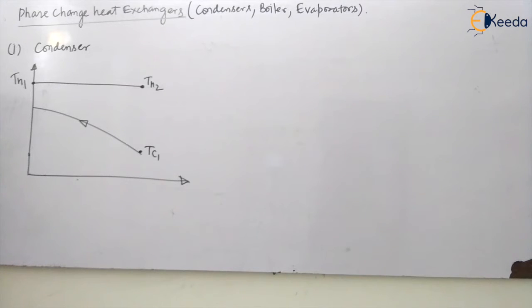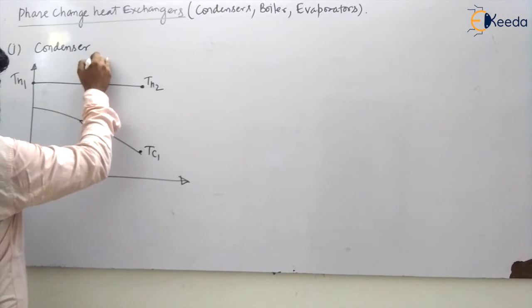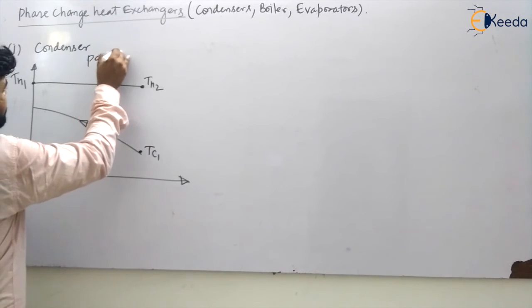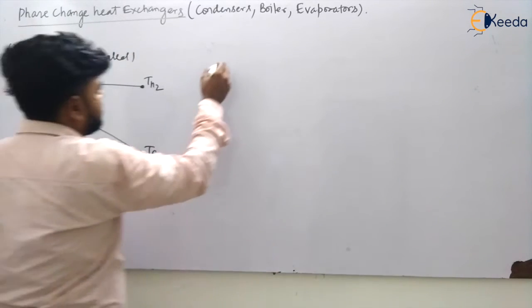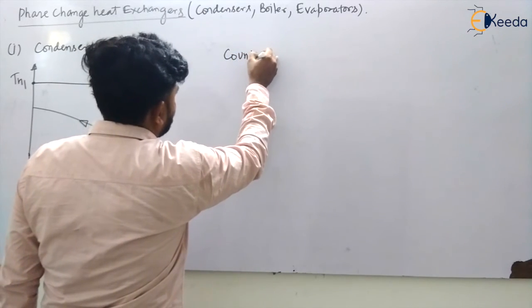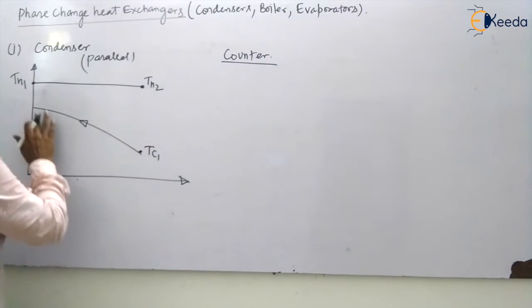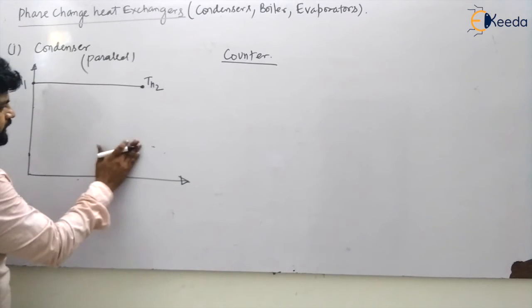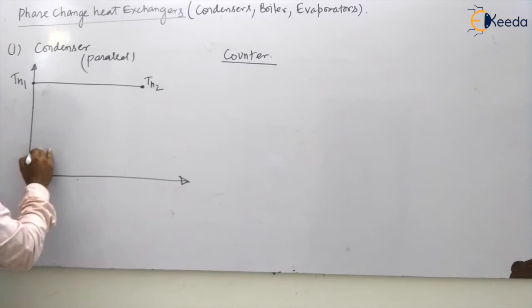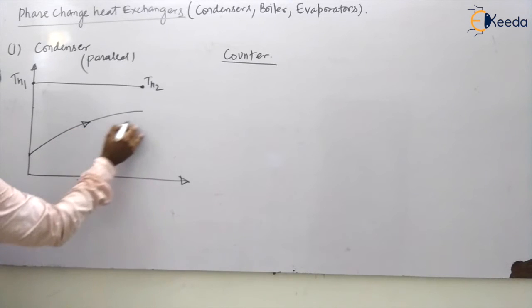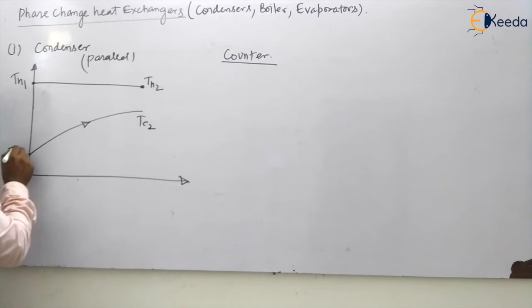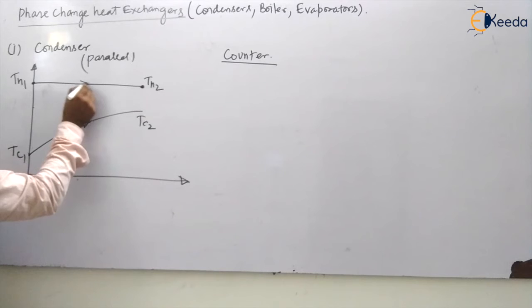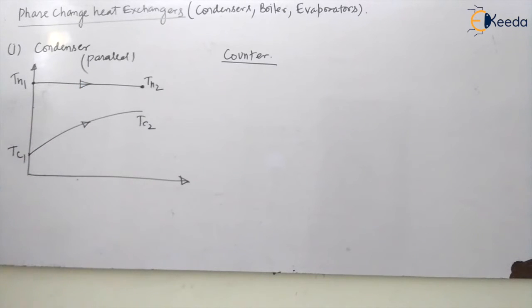When the hot fluid is undergoing temperature change, what will happen? First of all, let us take the case of parallel flow, so that you will not have any confusion, and then I will take the case of counter flow. In a parallel flow heat exchanger, the direction of flow will be the same. Like this will be TC2, this will be your TC1, and the direction will be the same, my dear students. And if I take the counter flow heat exchanger, what will be there?